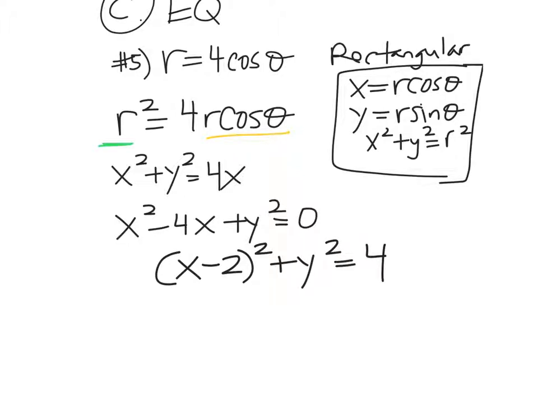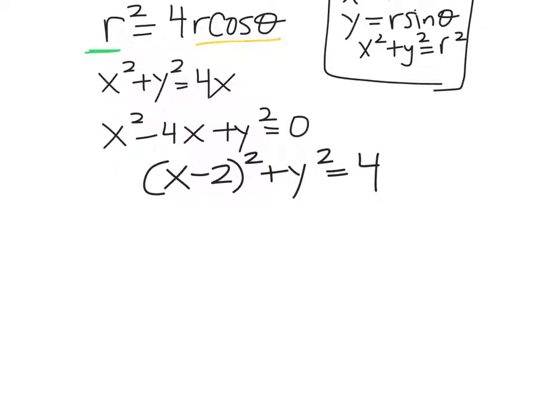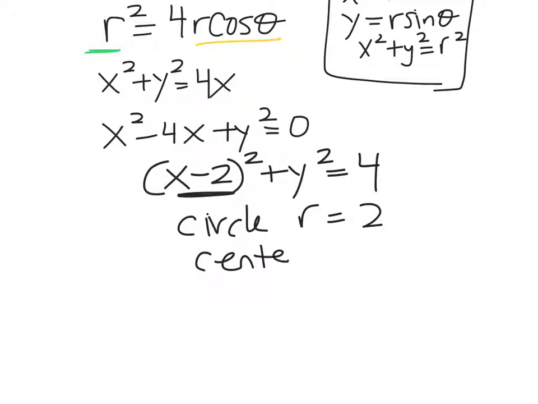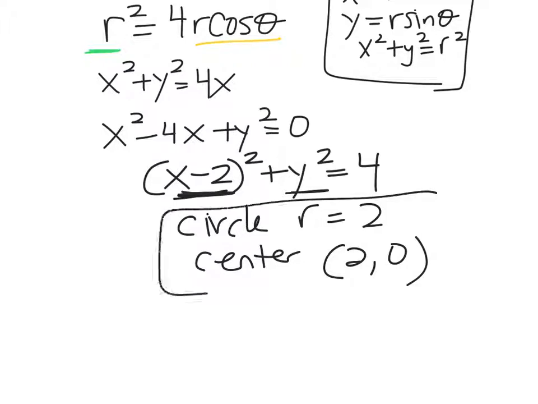Do you know what that is? No. Yeah, I know you haven't done polar graphing in a while, but this is a circle with radius 2. See that? With center at the point (2, 0). Shifted 2 to the right. Y did not shift at all. And so it's a circle, and that's it in its rectangular form.